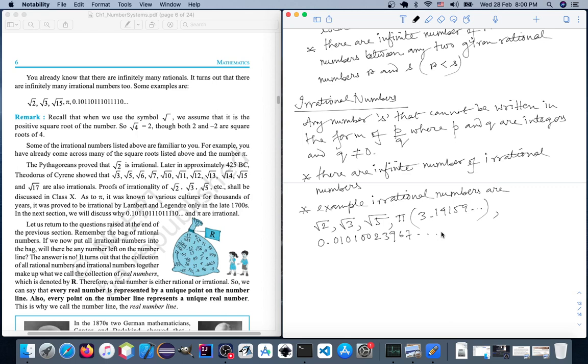These are some examples of irrational numbers. Now, in the remark, it says that when we say root 2, we mean the positive root 2, because you might know that the square root of 4 is 2 as well as minus 2. But when we say here that root 2, root 3, root 5 are irrational numbers, we mean the positive square root. This has to be kept in mind.